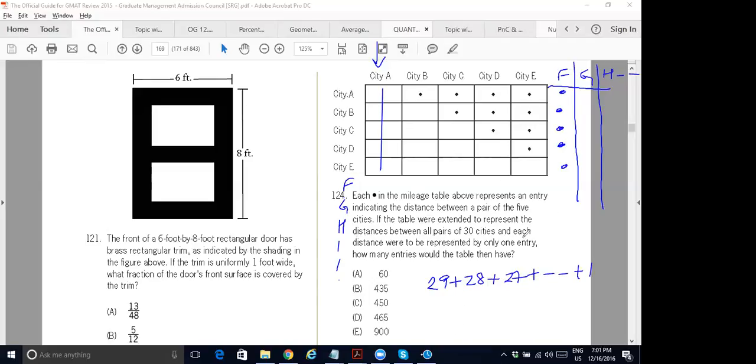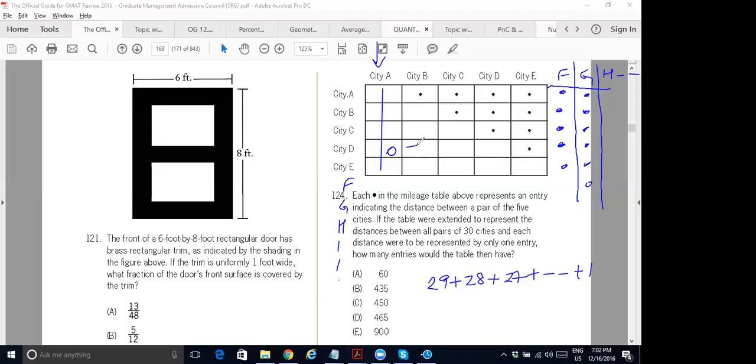Why? Each distance is to be represented by only one entry. Can you just hold on? So I understood F. You showed me that. So now if you take G, G will have dots all the way down. Oh, you're looking at it column wise. So the first one will have a total of 29, then the second one 28. So in the first column, there are 0 entries.